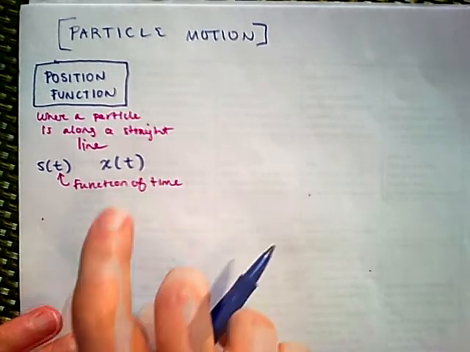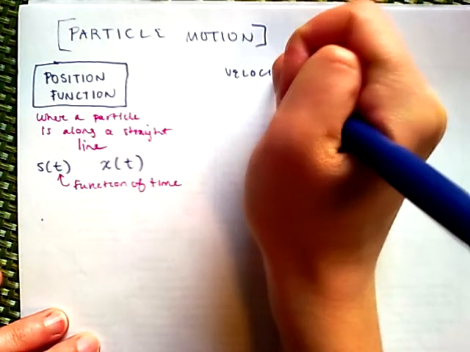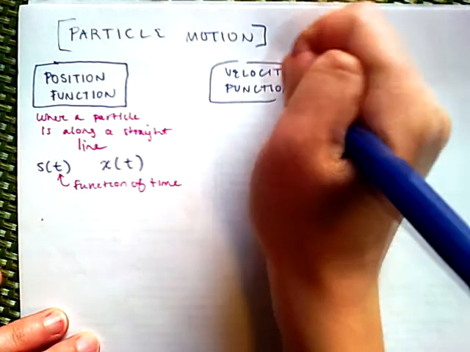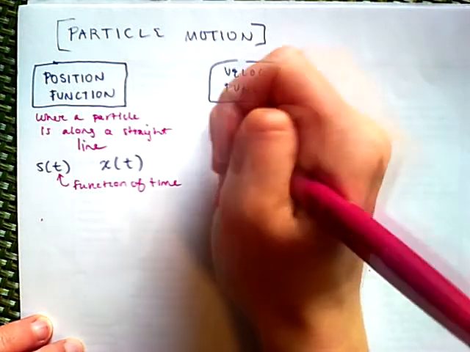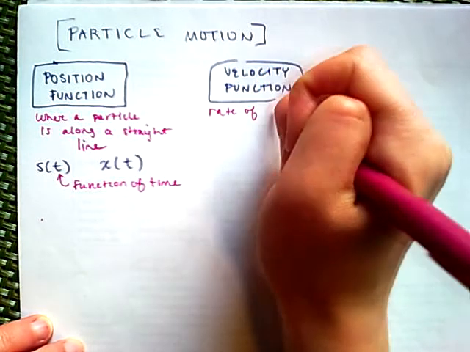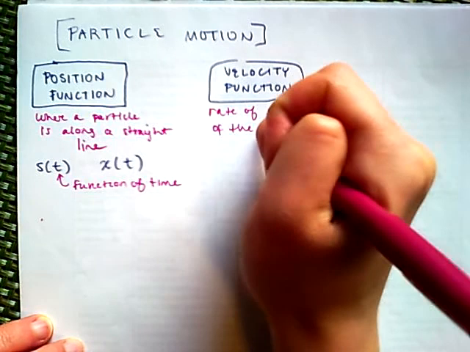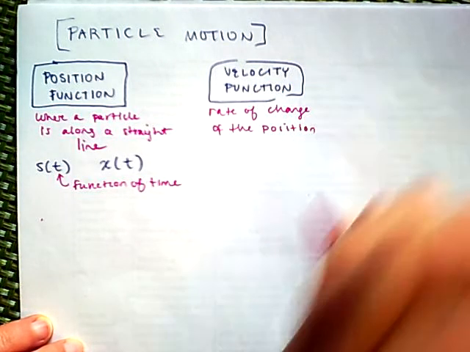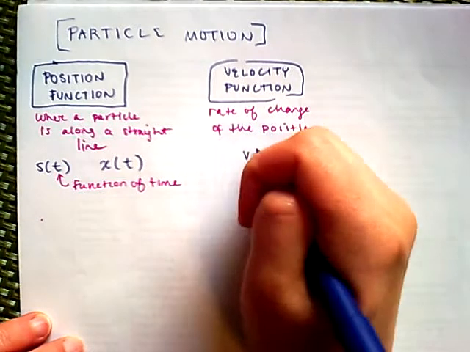So after we think about position, we also have this idea of the velocity function. The velocity function is going to be the rate of change of the position. So how fast and in what direction is the particle traveling? Typically we call this v of t.